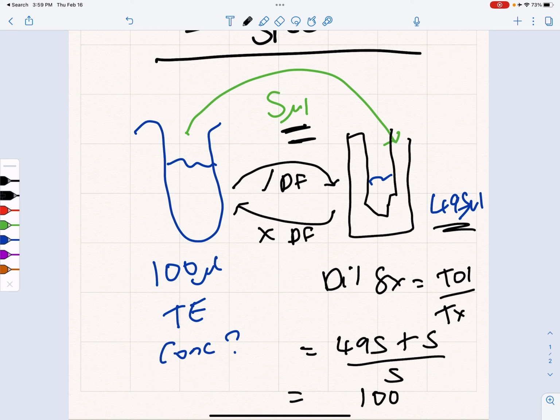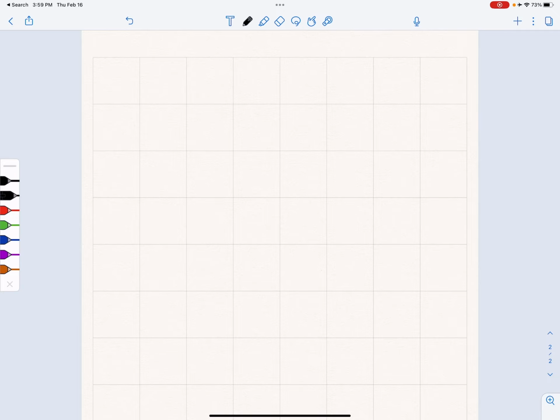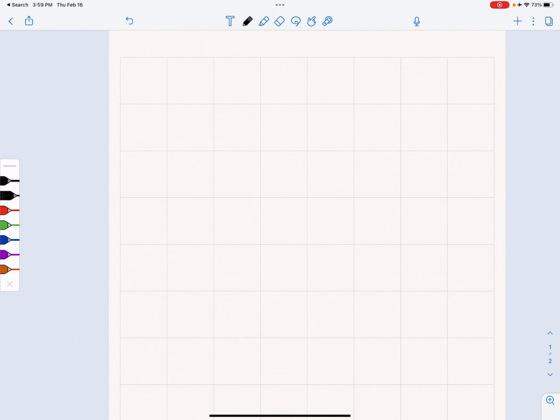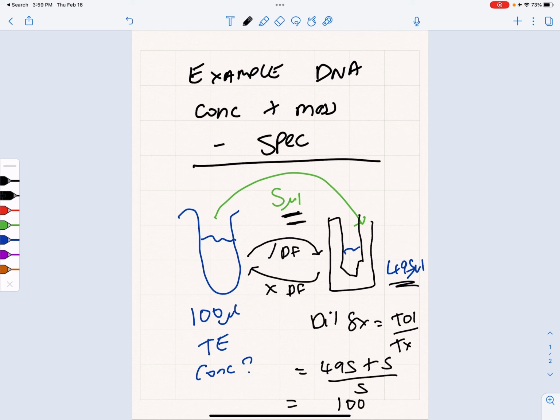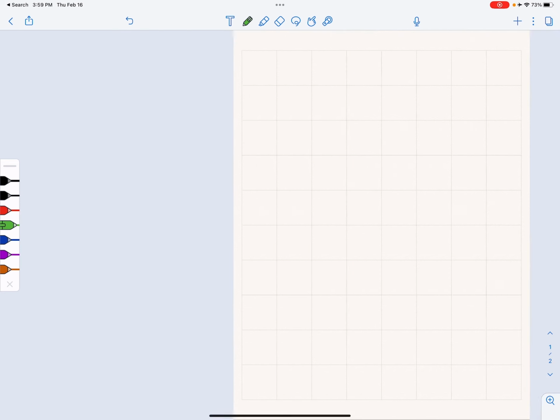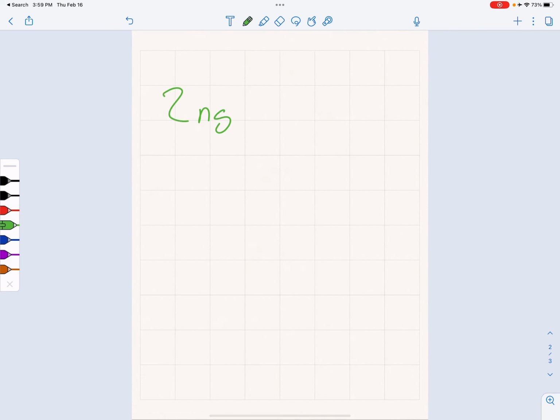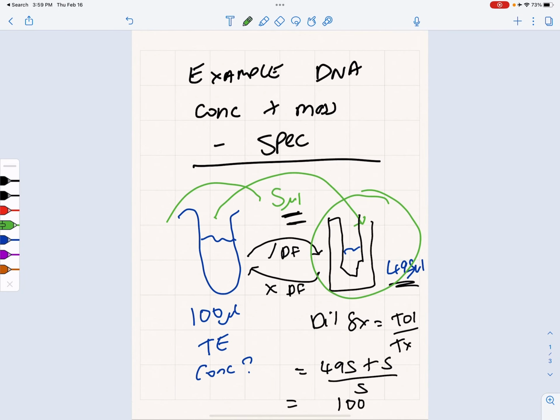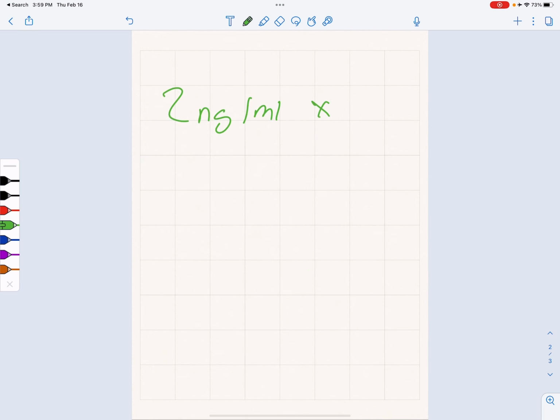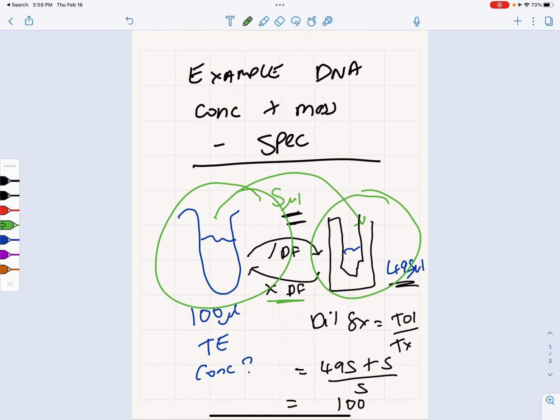So let's do an example. For example, if we got a concentration in our dilutant, this one here, of say 2 nanograms per milliliter, to find out what our concentration is of our stock, we're going to multiply by that dilution factor. So we're going to multiply this by 100, and that's going to give us 200 nanograms per milliliter. So the concentration of our stock is 200 nanograms per milliliter.